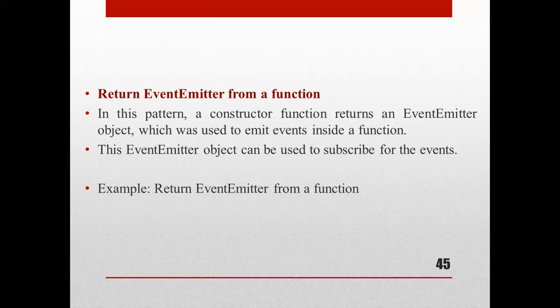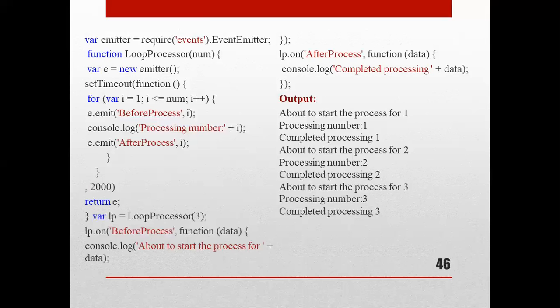In this pattern, a constructor function returns an event emitter object which is used to emit events inside a function. This event emitter object can be used to subscribe to the events. Here we will see one example of returning an event emitter from a function.